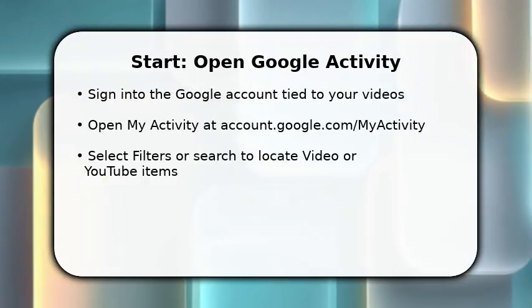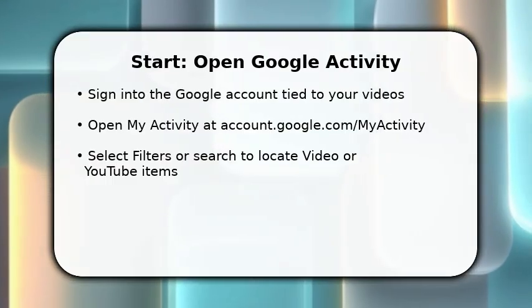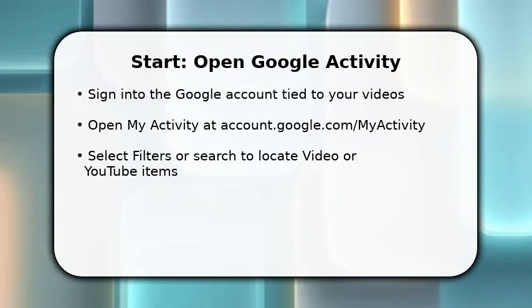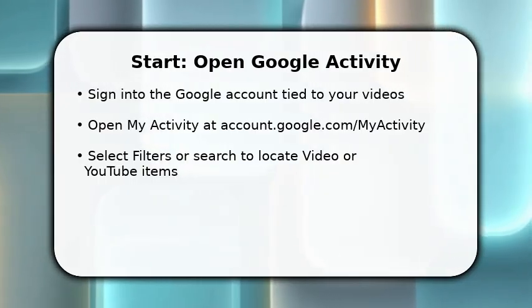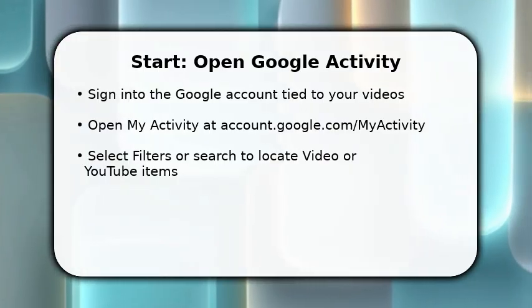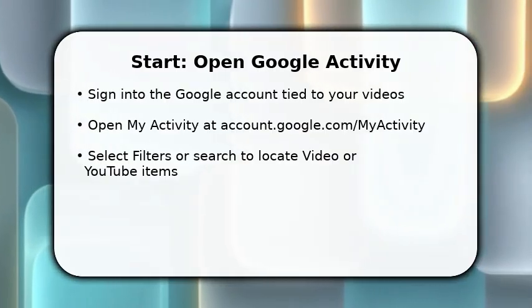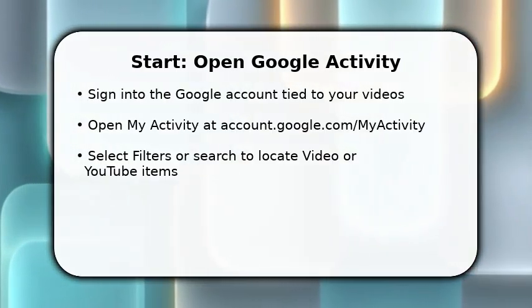You begin by signing into the Google account that holds the video history you want removed. Once signed in, go straight to My Activity and choose the filters or search option. This targets video or YouTube entries only. Make sure you select the correct date range or leave it set to all time if you want everything.